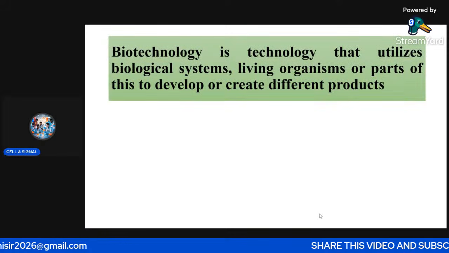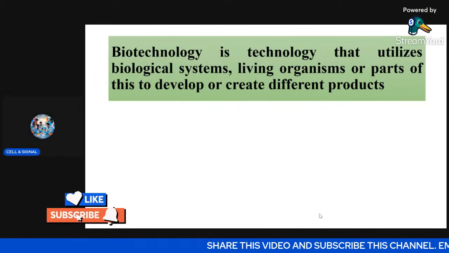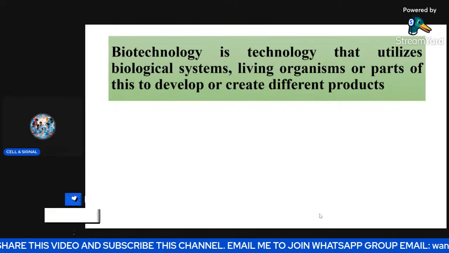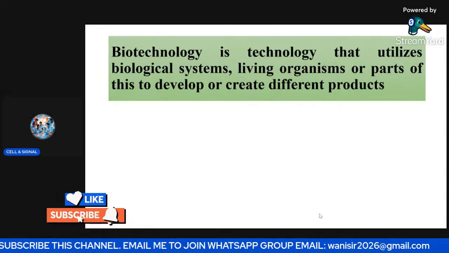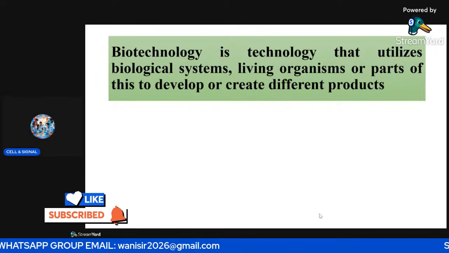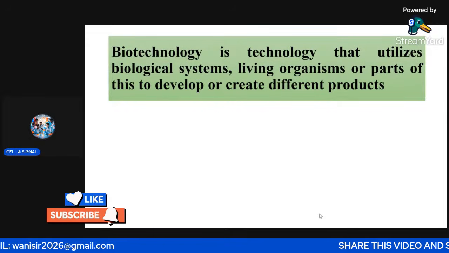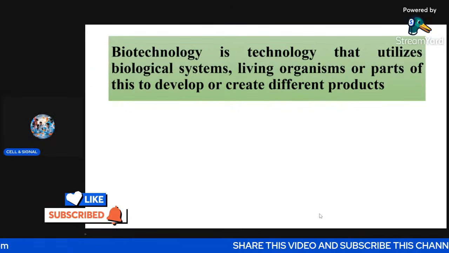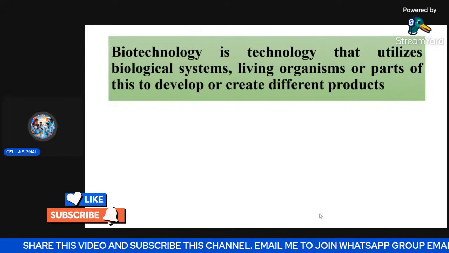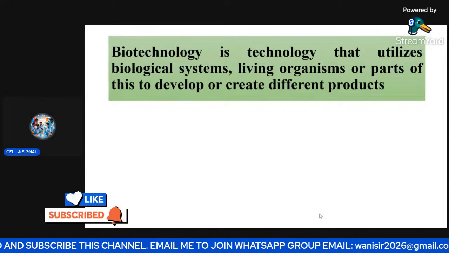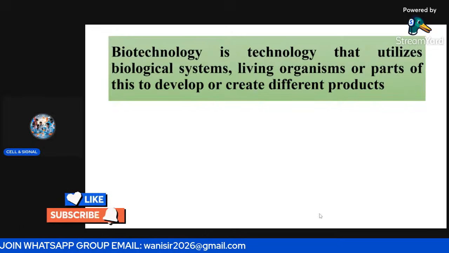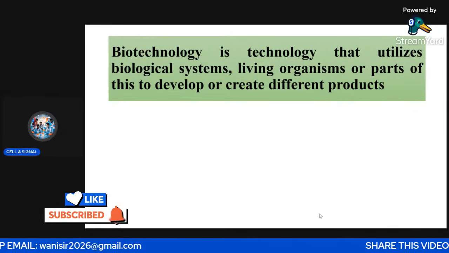So first of all, we will try to understand what is biotechnology. So the definition of biotechnology is that biotechnology is a technology that utilizes biological system, living organisms or a part of them, to develop or create different products. So this is a very important definition of biotechnology. In biotechnology, we utilize biological system, that is living organisms or a part of biological system.